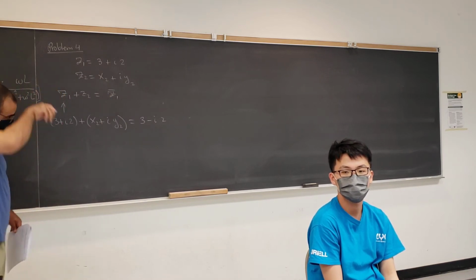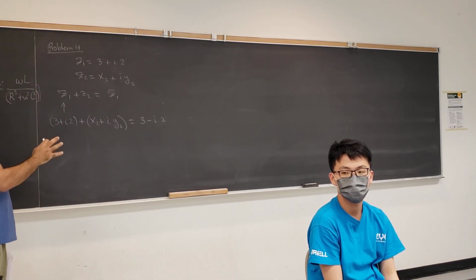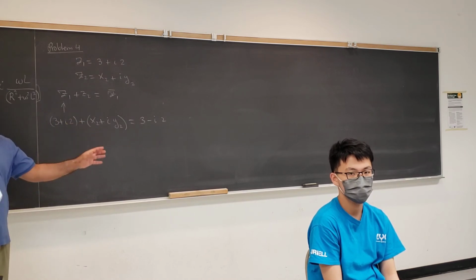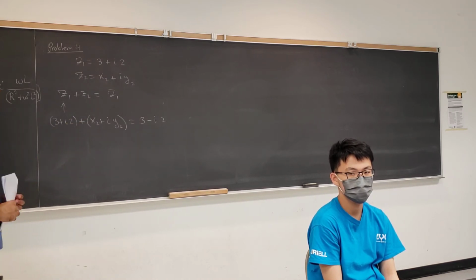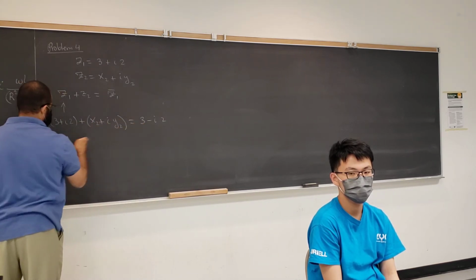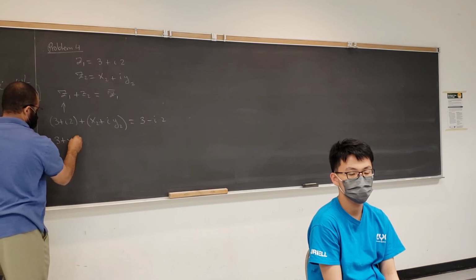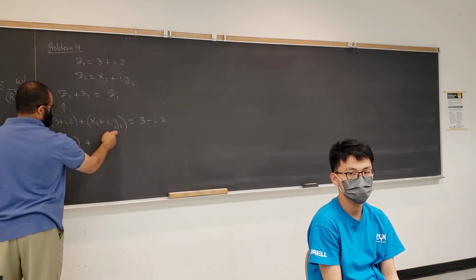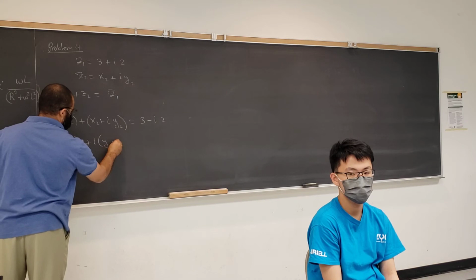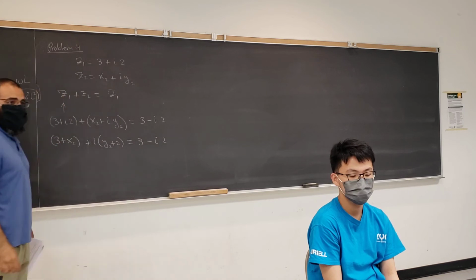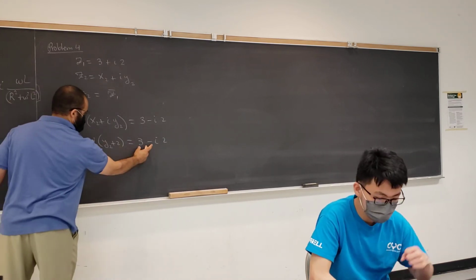Now, for two complex numbers to be equal, you need their imaginary parts to be equal and their real parts to be equal, then they are equal, right? Just like two vectors. If two vectors are equal, it means their x components are equal, and their y components are equal, and their z components are also equal. So let's write it down: 3 plus x2, and then plus I times y2 plus 2, is equal to 3 minus I times 2.